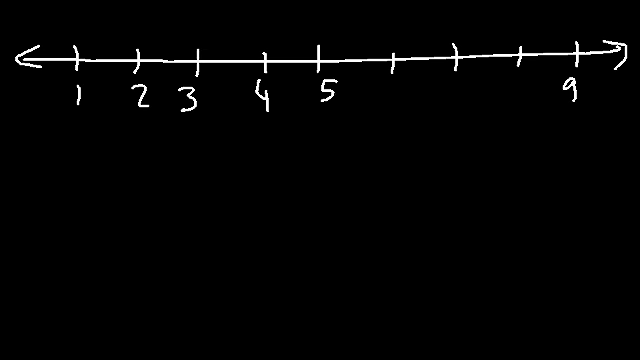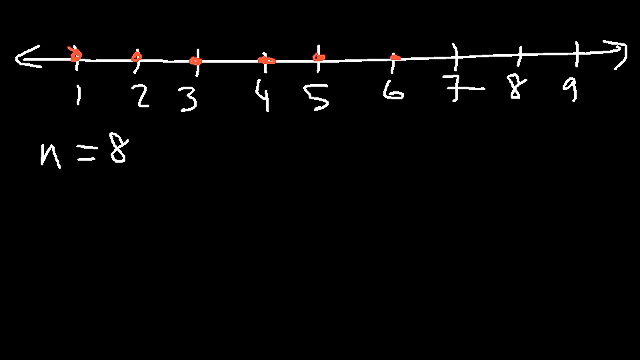So if we redraw the number line, starting from 1 to 9, it's important to understand that even though n is 8, you're going to use 9 points. All 9 points that you see on this number line. So for the Trapezoidal Rule and the Simpson's Rule, you're going to use 1, 2, 3, 4, 5, 6, 7, 8, 9.